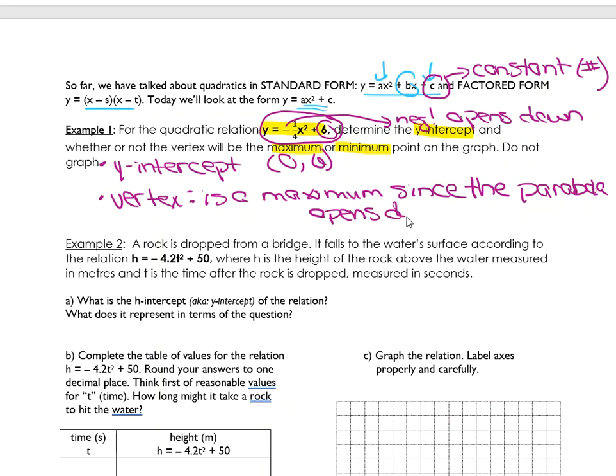Opens down. And the question says we don't have to graph it, we just had to figure out if the vertex would be maximum or minimum. So I'm going to do a little sketch here. You don't have to, but let's say this is 6 there. So our y-intercept is a 6, and it opens down. So it's going like this. So the vertex is definitely a maximum.